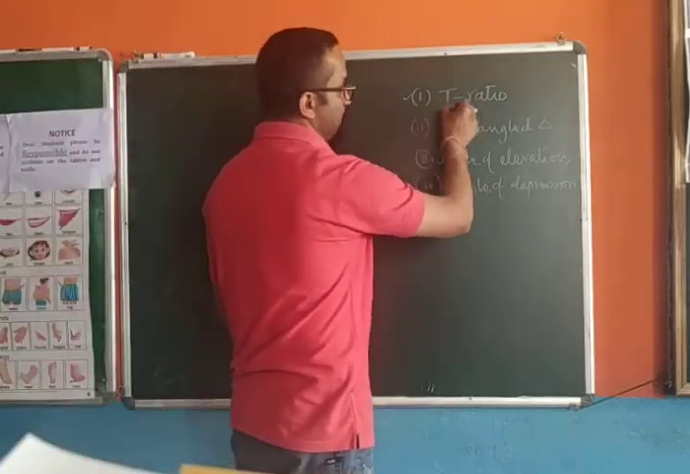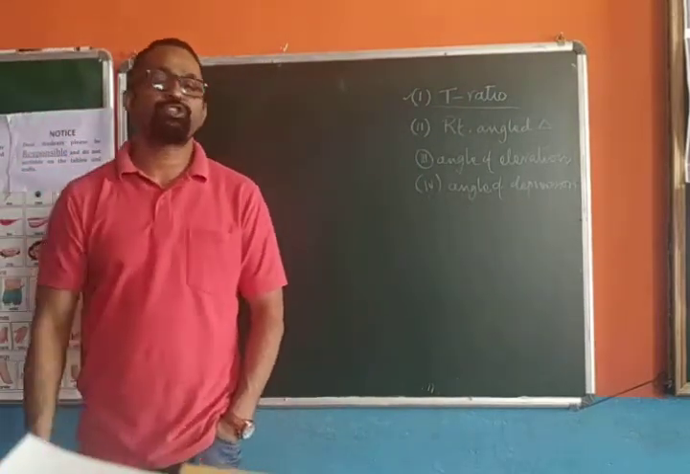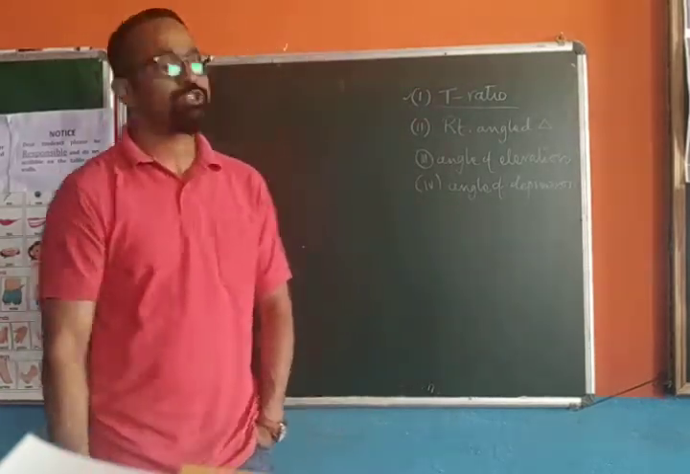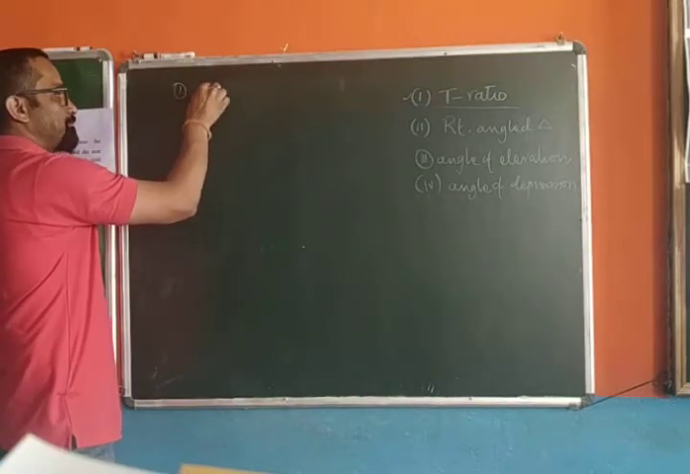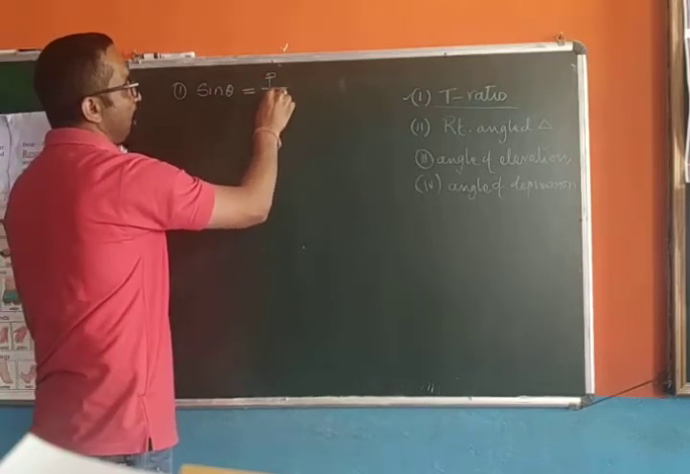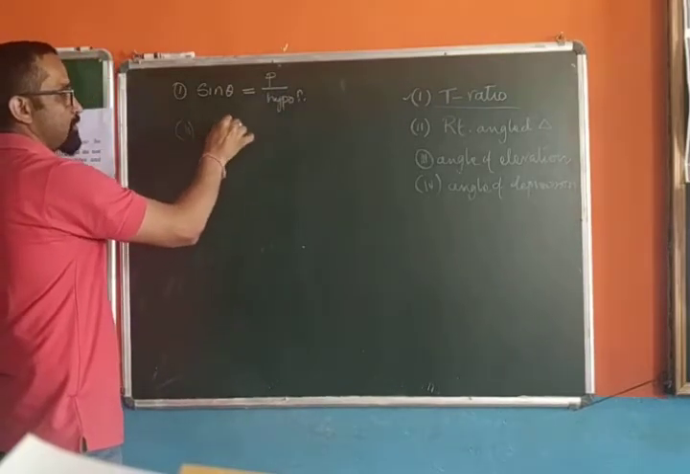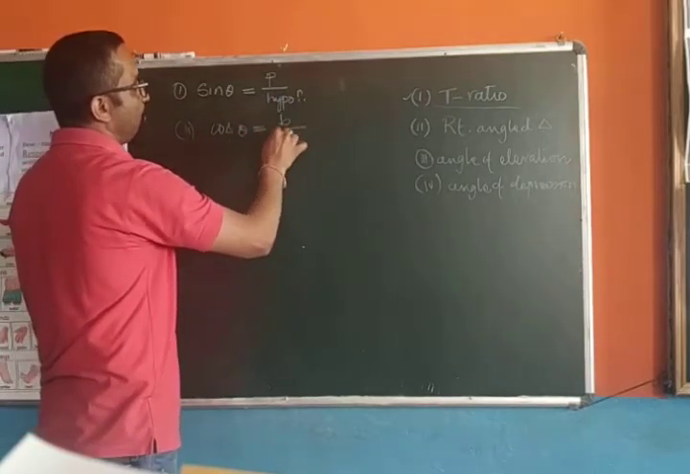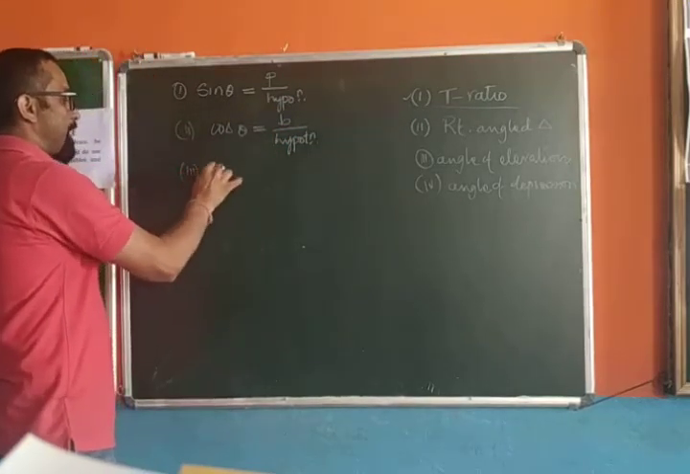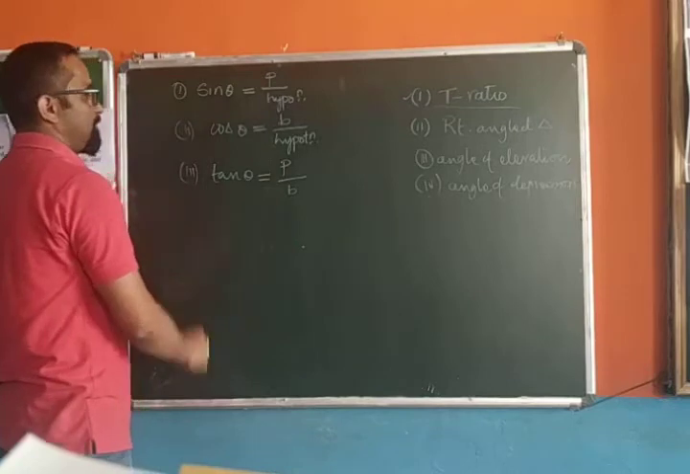T ratio stands for trigonometrical ratios, and these trigonometrical ratios you have already done in class 9. There are 6 trigonometrical ratios. The first one is sine theta. This is ratio of perpendicular to hypotenuse. Second one is cos. It is base upon hypotenuse. Third one is tan. It is perpendicular upon base.